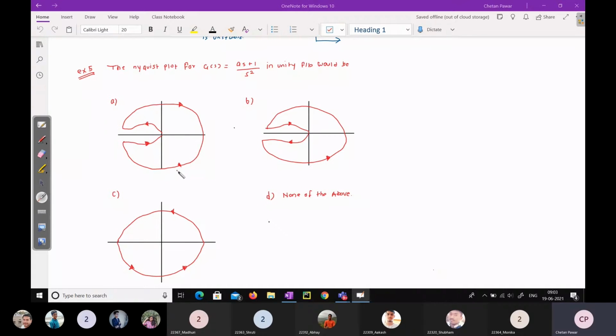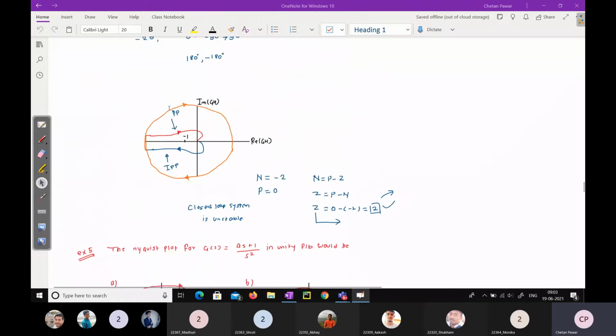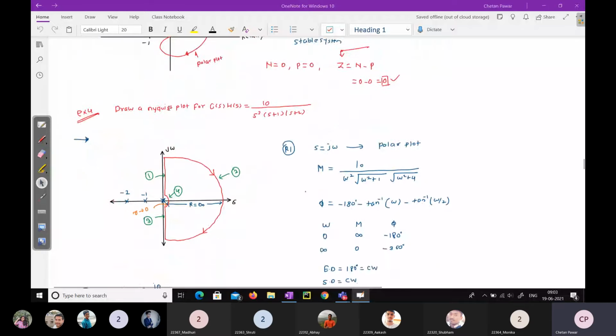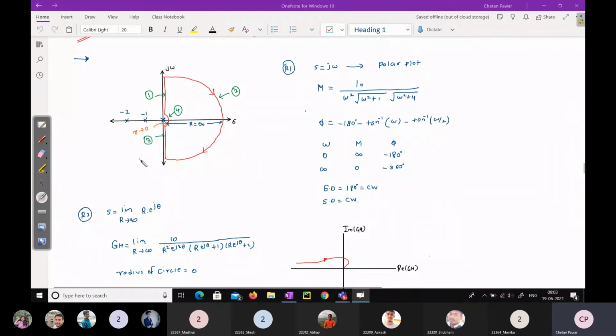First, there are 2 poles at origin, right? So in the Nyquist contour, how many regions will be there? If there are poles at origin, there will be 4 regions, 1, 2, 3 and 4, right?